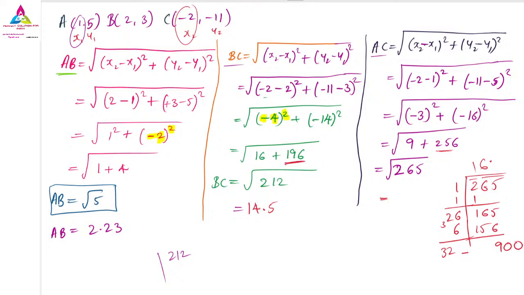Obviously if you multiply 300, 3 is not possible, 2 is. So 2 times 4, 2 times 4 and 2 times 6, yes. It will come to some value, but 16.2 is the value of root 265. So this is the way you can find it. These are the three values we have found.